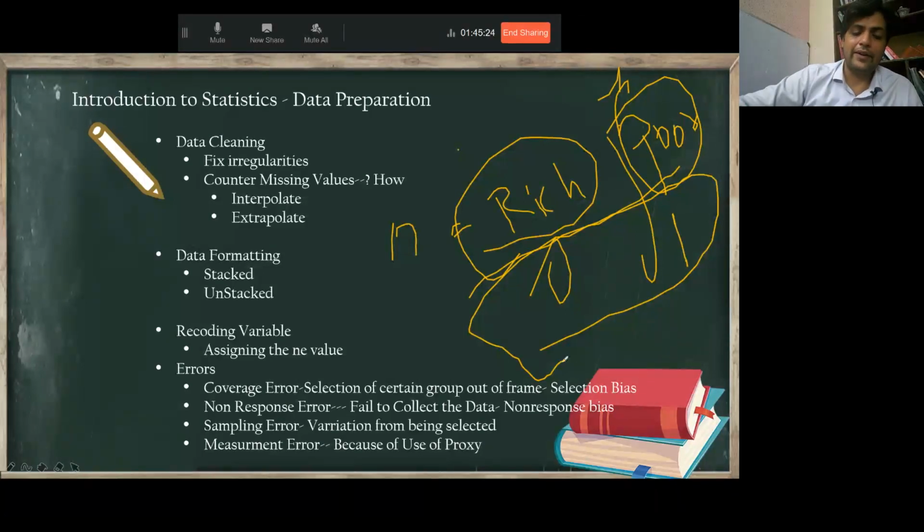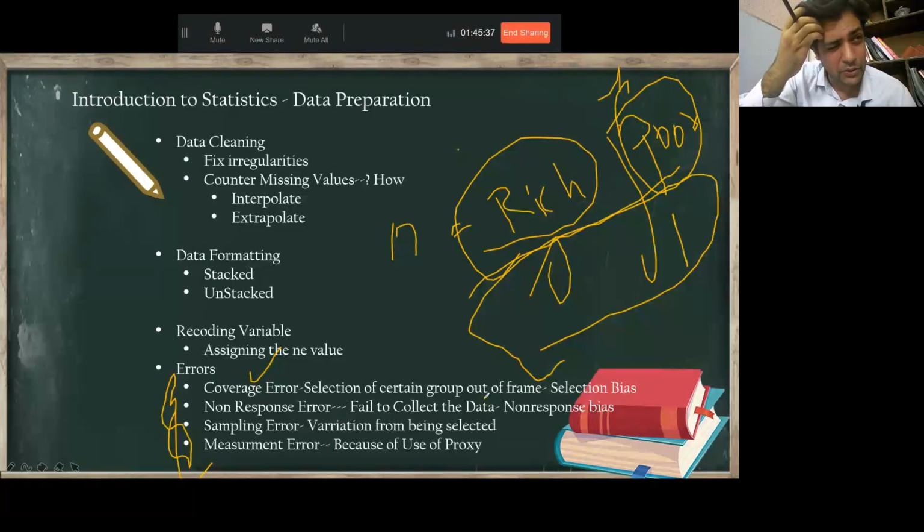Now, what is the error? Whenever we measure something, there is always an error. Sometimes it's a coverage error. Coverage error means selection of a certain group out of the frame. Selection bias. For example, I say there is a competition tomorrow in the class, and you ask your friend from another university to join the competition. Now he's an error term for me because he's outside the population. He's not from the population. Or sometimes you ignore a person who is in the population, right? You don't take them. That's a coverage error.